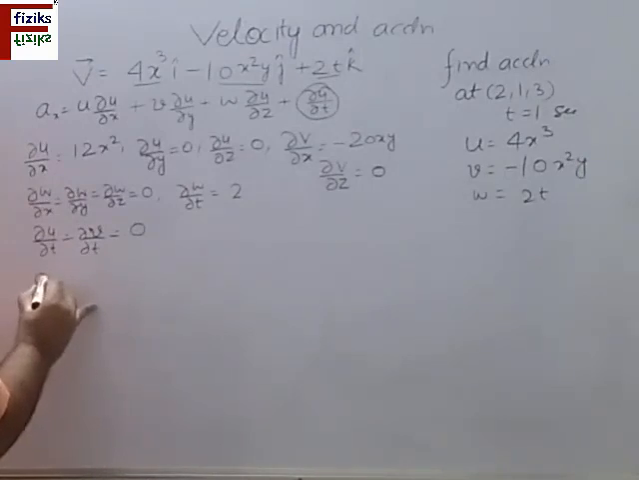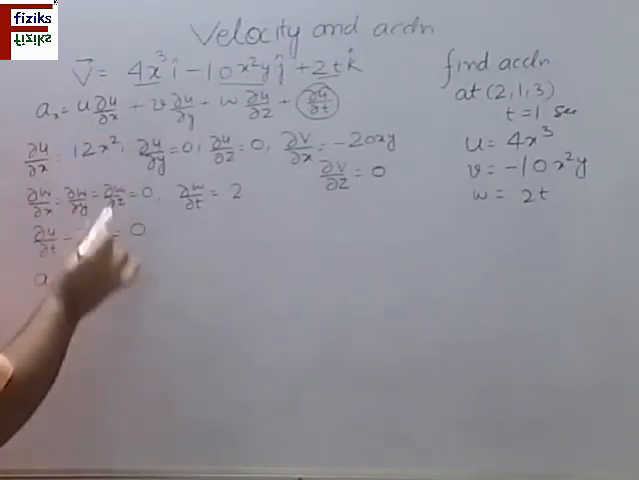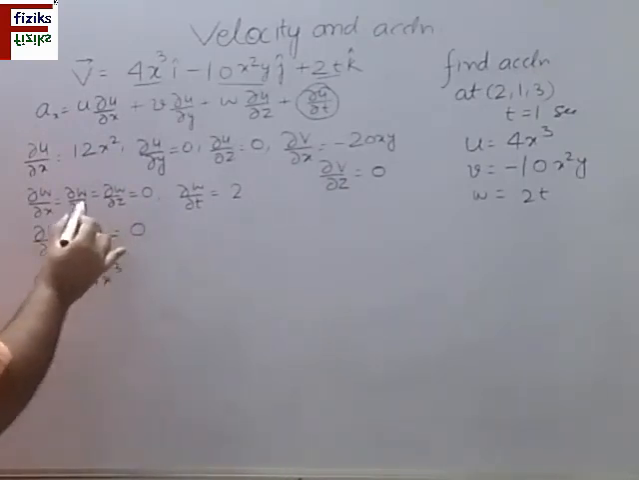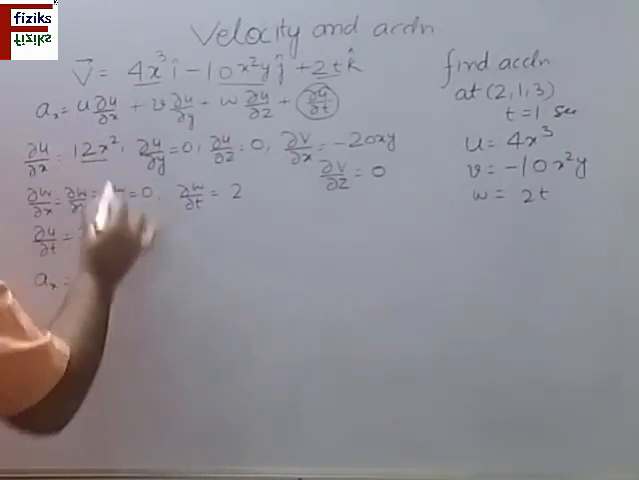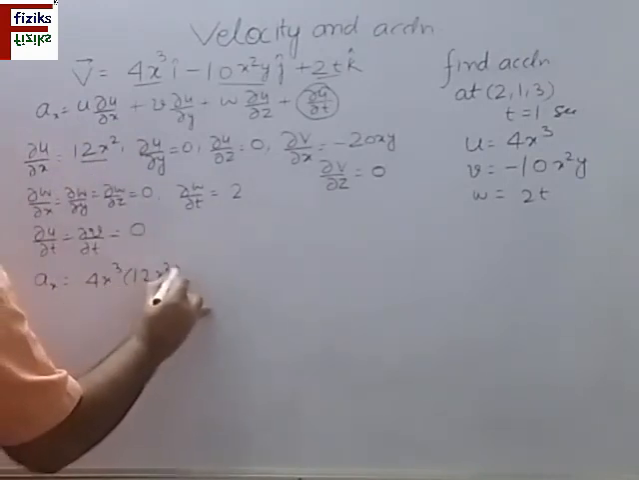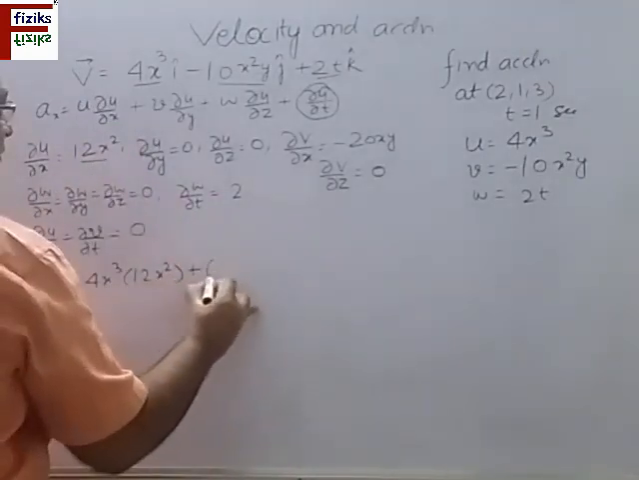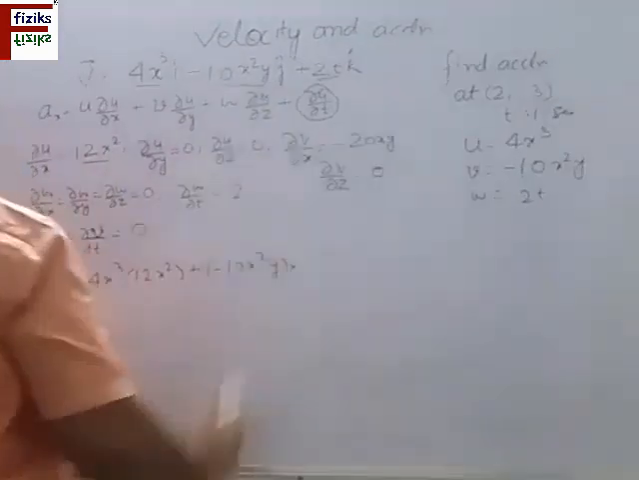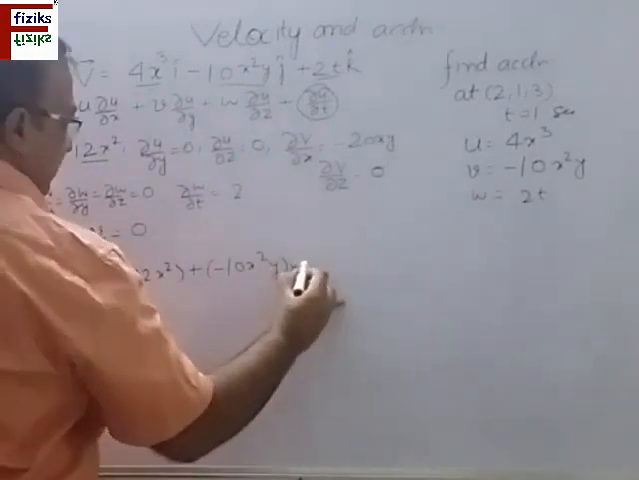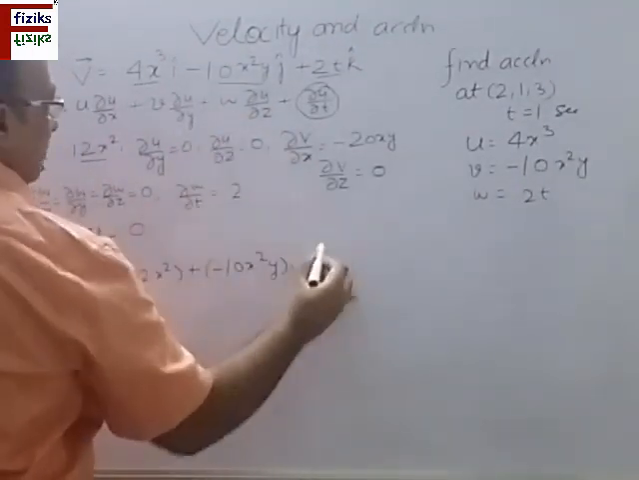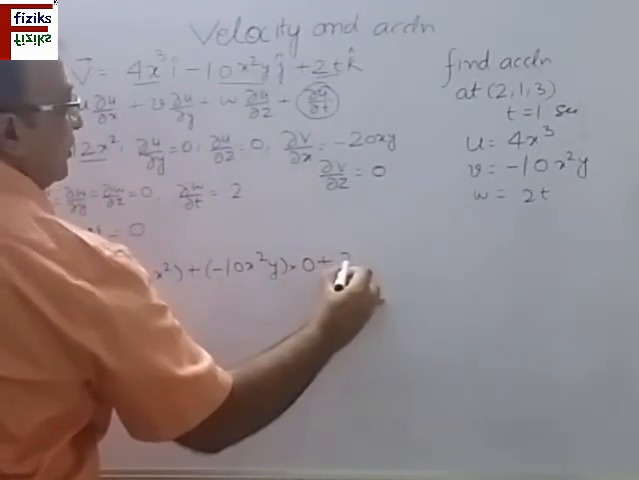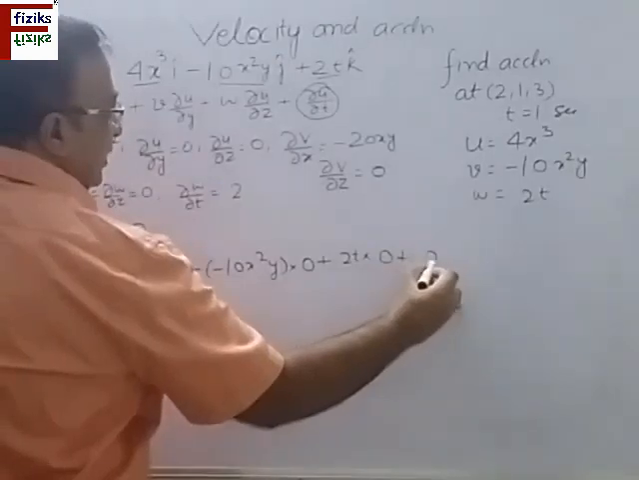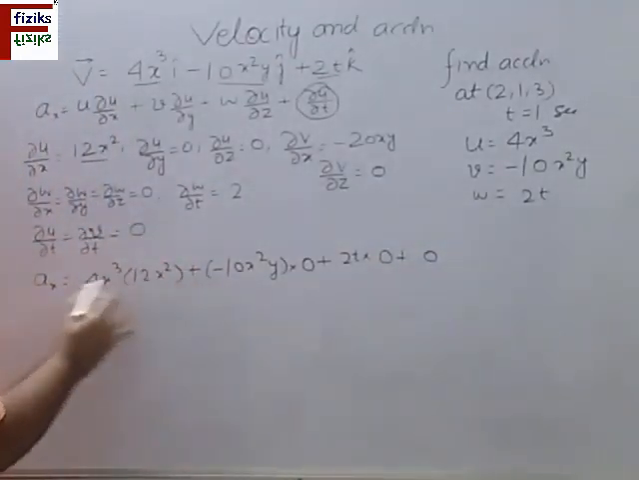So ax comes out to be u, that is 4x³, into ∂u/∂x, 12x², plus v, minus 10x²y, into ∂u/∂y, 0, plus w, 2t, into ∂u/∂z, 0, plus ∂u/∂t, 0. So ax is equal to this.